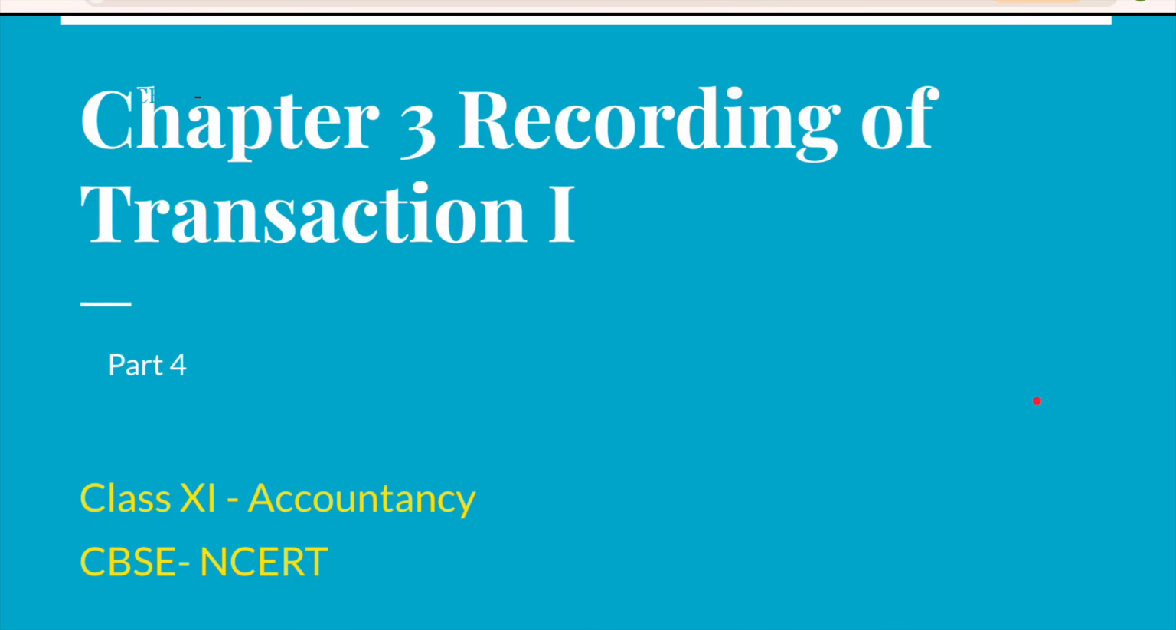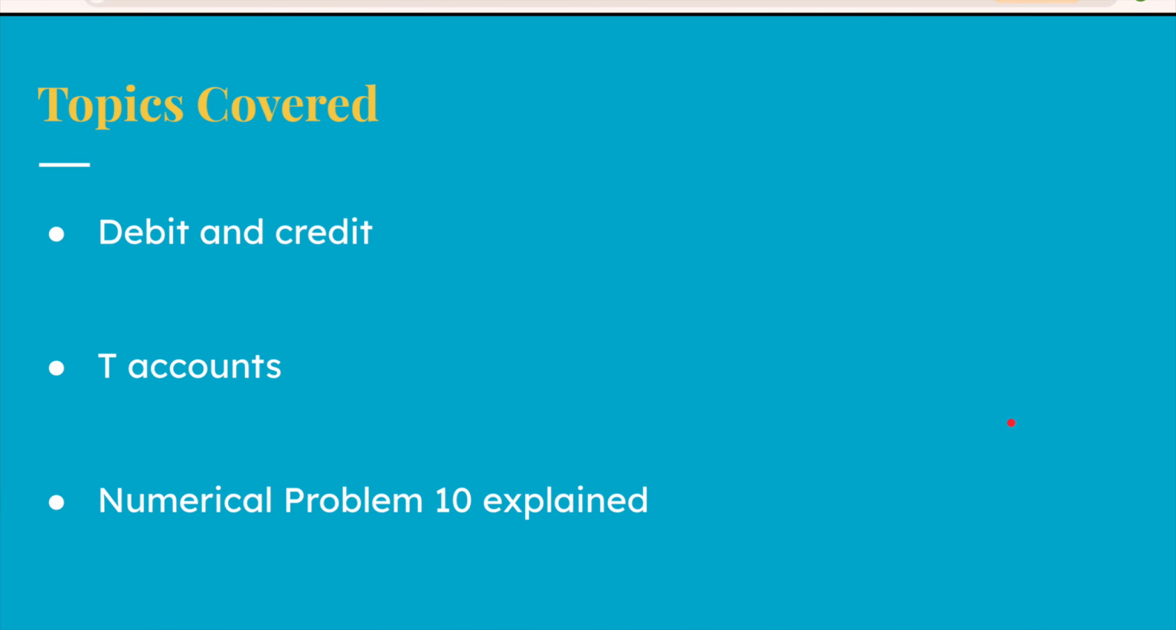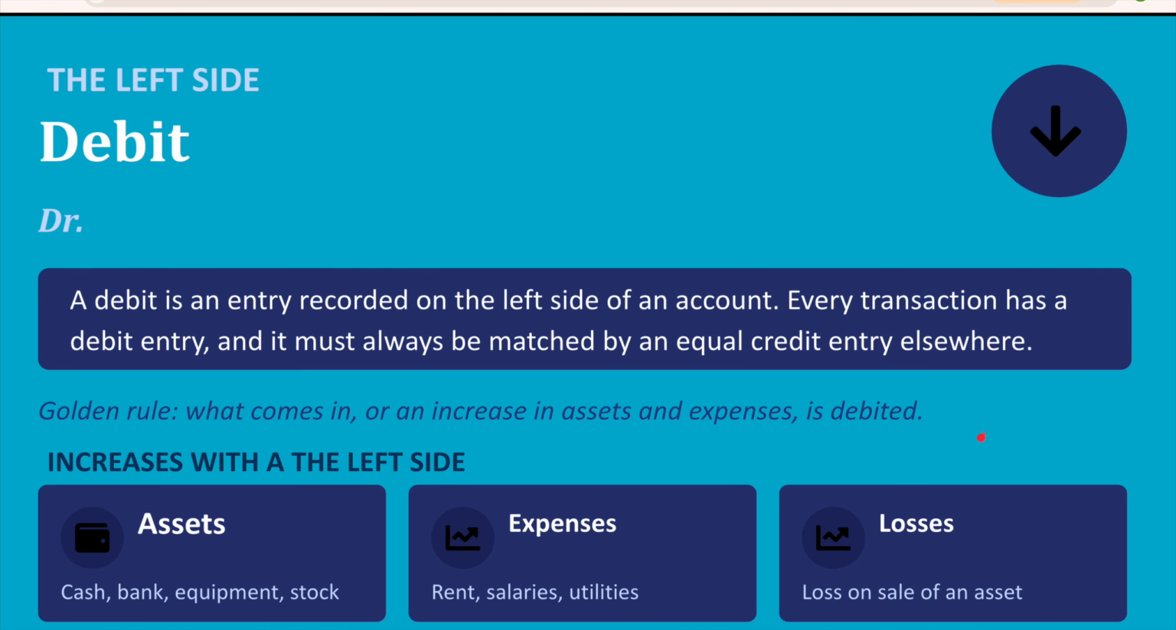This is Aishwarya. We are seeing chapter 3 of Accountancy class 11 under CBSE Syllabus. This is part 4. So in this video, we'll be covering what is debit and credit, what are T accounts, and the numerical problem 10 will be solved and explained. So first we'll see briefly what is debit and credit.